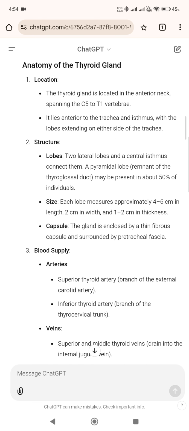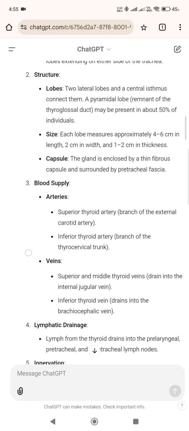1. Location. The thyroid gland is located in the anterior neck, spanning the C5 to T1 vertebrae. It lies anterior to the trachea and isthmus, with the lobes extending on either side of the trachea. 2. Structure. Lobes. Two lateral lobes and a central isthmus connect them.